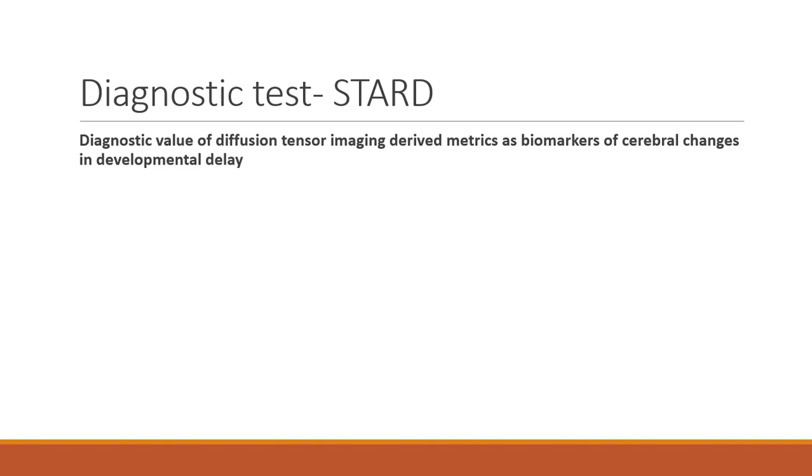START, the first item is title or abstract. Is the study identified using at least one measure of accuracy, such as sensitivity, specificity, predictive values? Now here it says diagnostic value, and I would say okay, it's acceptable. The second, on the abstract, is there a structured summary? Yes, there is a structured summary.